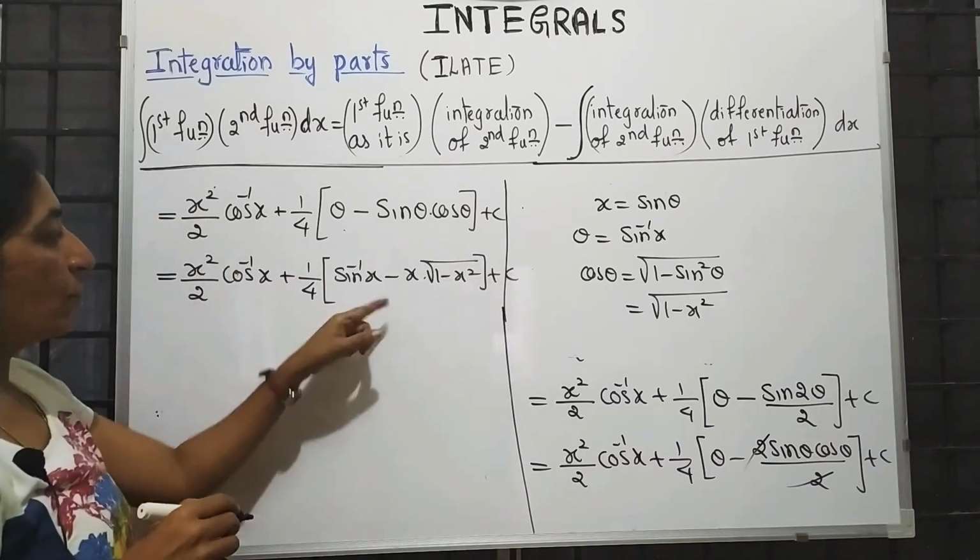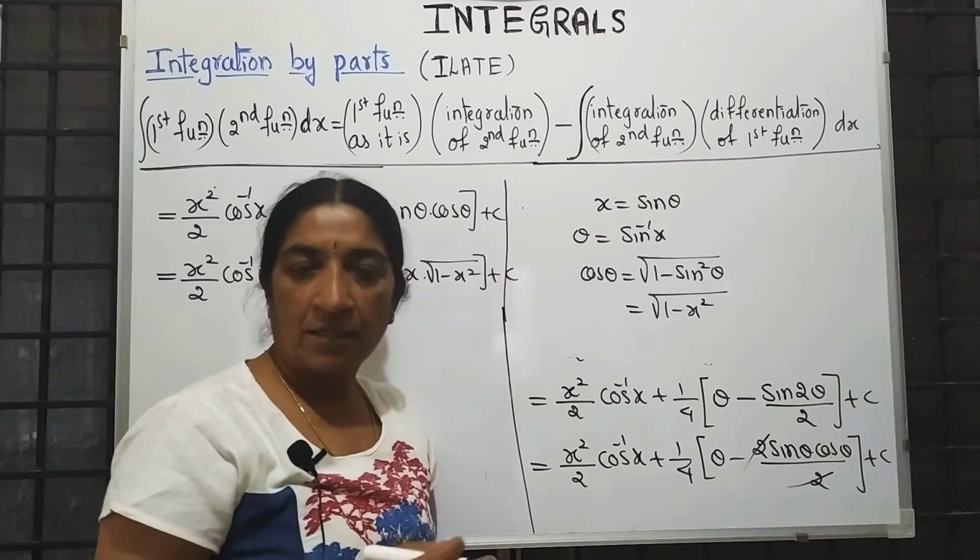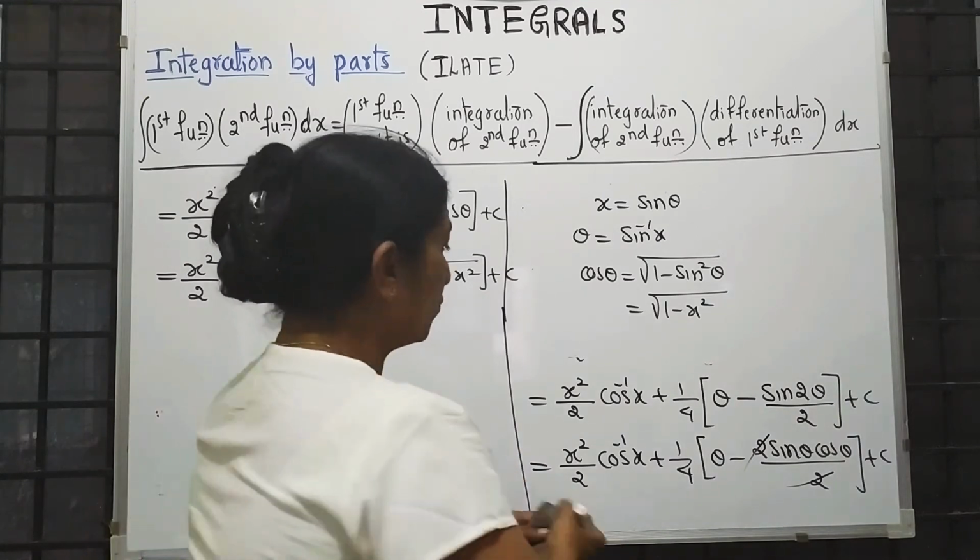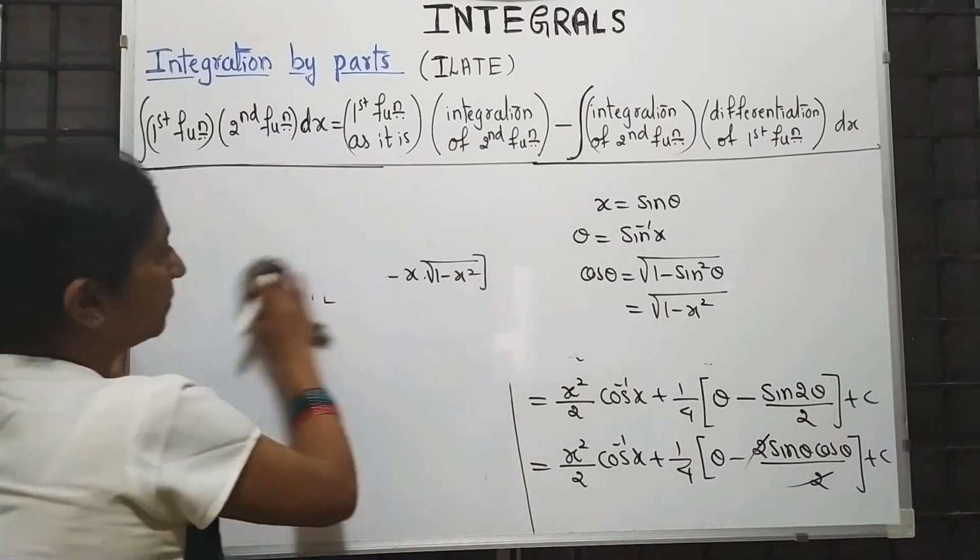If you want, you can remove the bracket and take 1 by 4 inside the bracket, otherwise keep it as it is. Now moving to the next homework question.